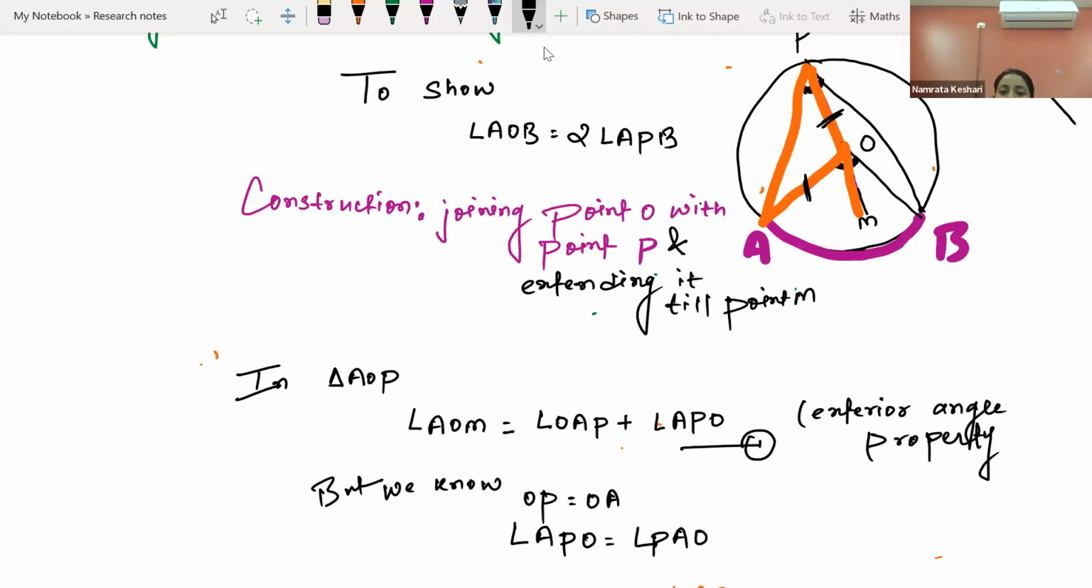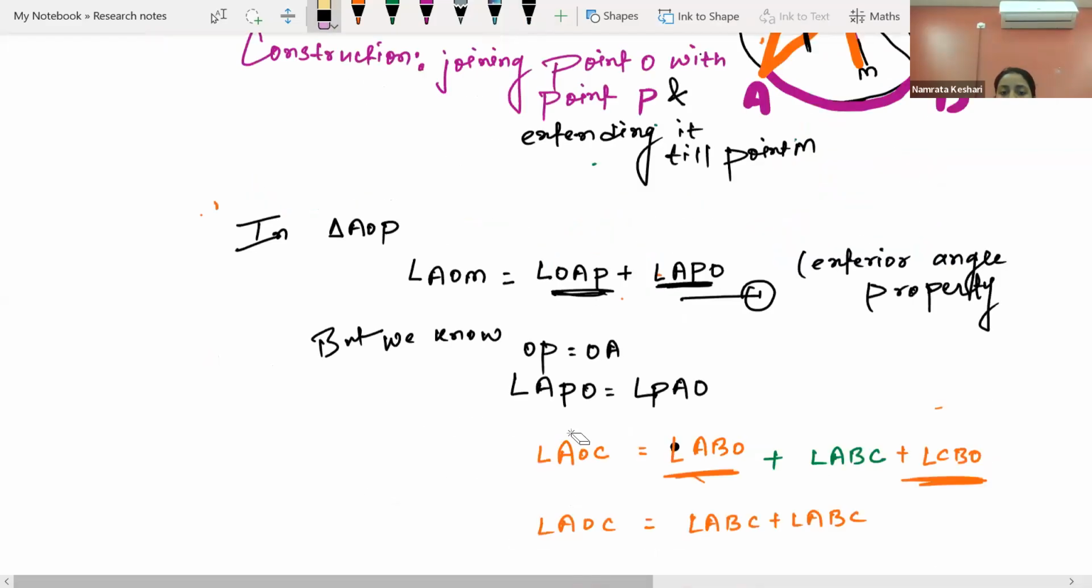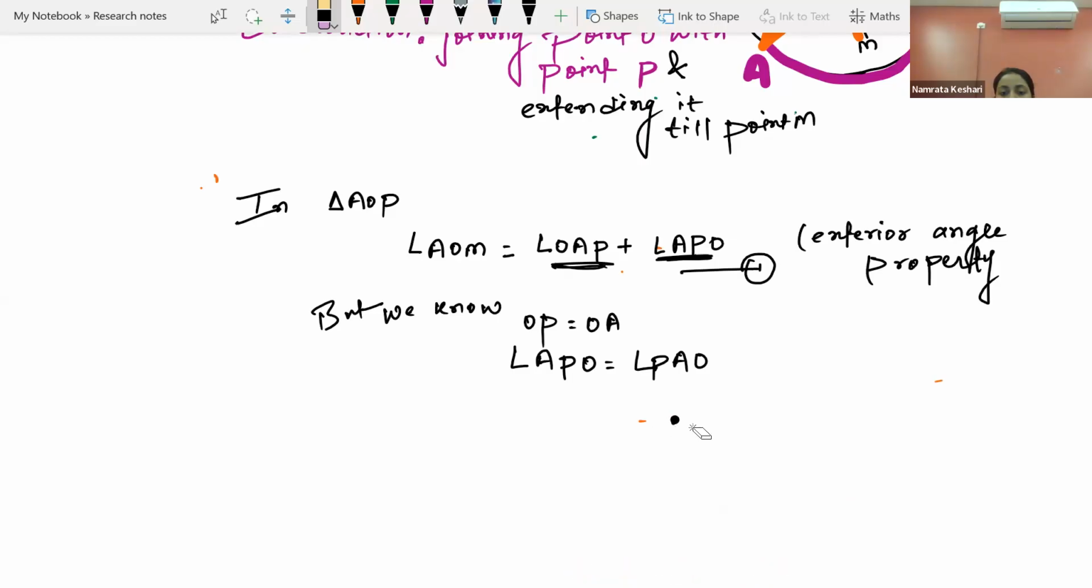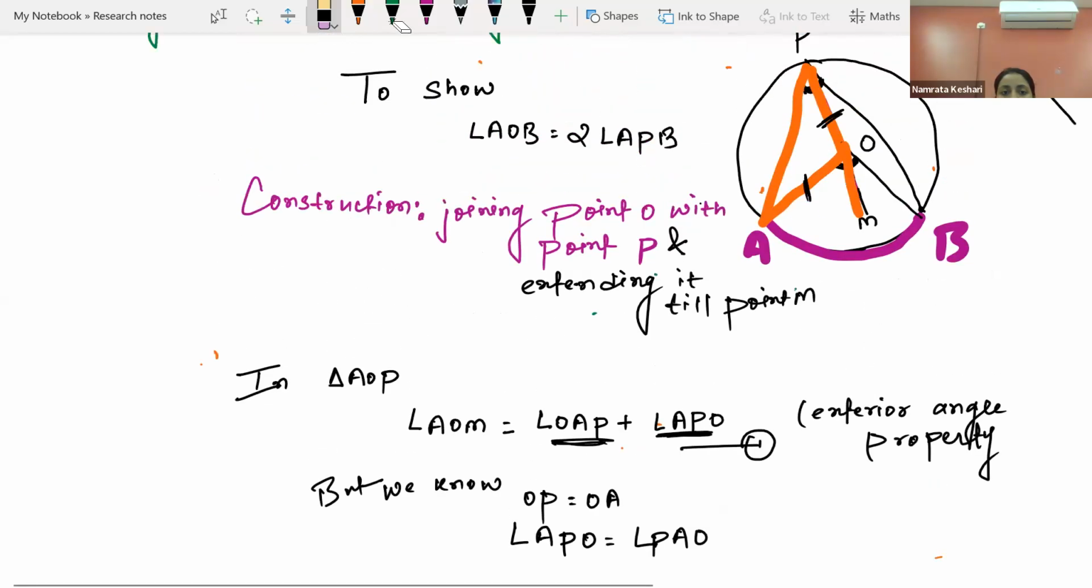So OAP and APO, these two are equal with each other, right? Which is there in the equation on the right side. So we can write these two angles as 2 times APO. Why? Because we need only that angle, right? The exterior one and that one. Getting it?